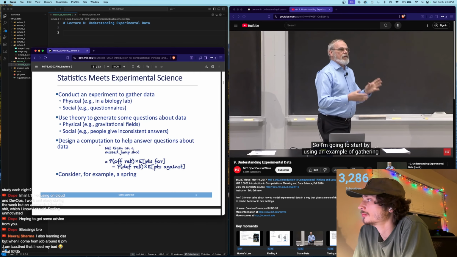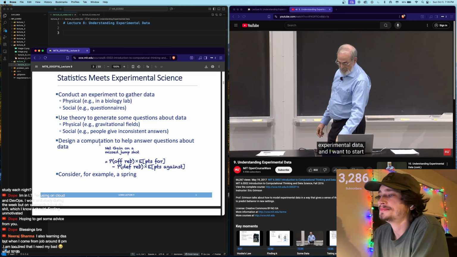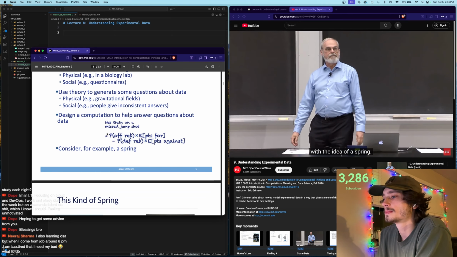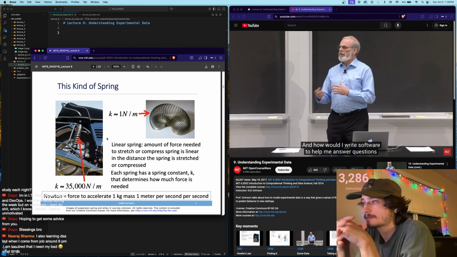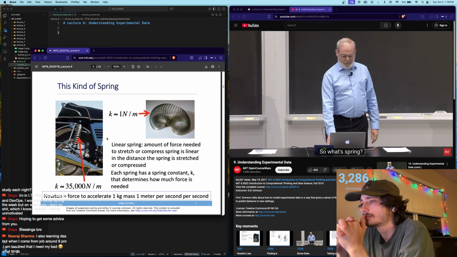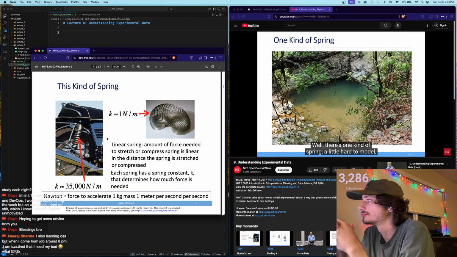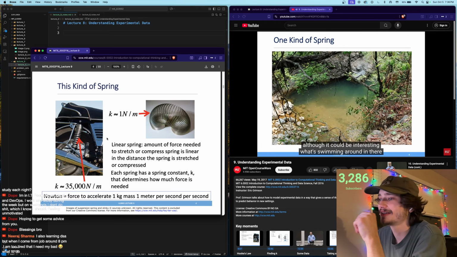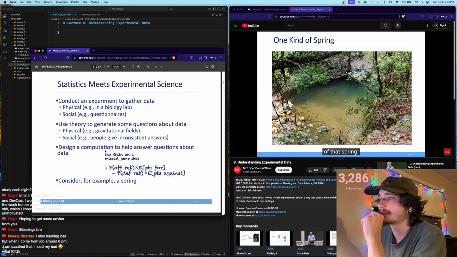So I'm going to start by using an example of gathering experimental data. And I'm going to start with the idea of a spring. How would I model a spring? How would I gather data about a spring? And how would I write software to help me answer questions about a spring? So what's a spring? Well, there's one kind of spring. A little hard to model, although it could be interesting. What's swimming around in there, and how do I think about the ecological implications of that spring?